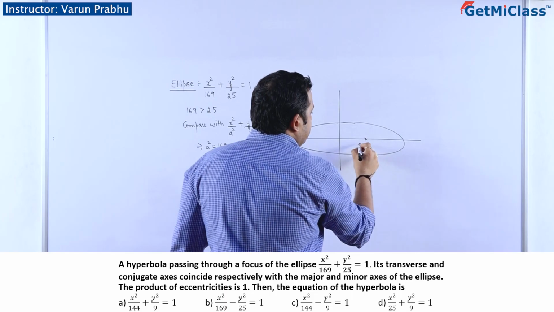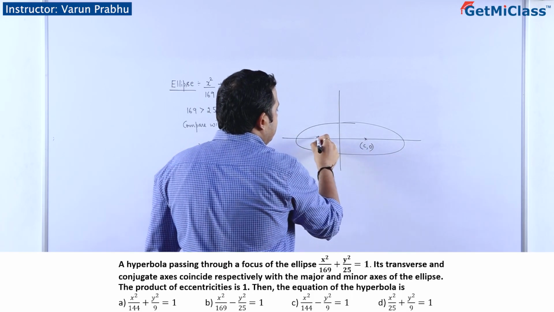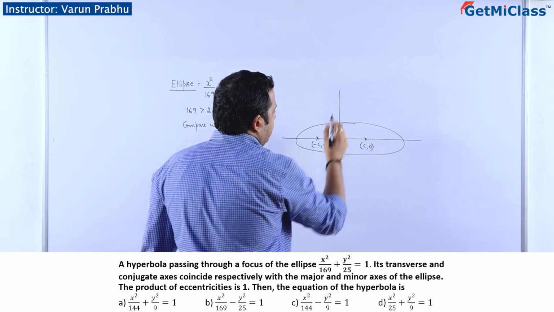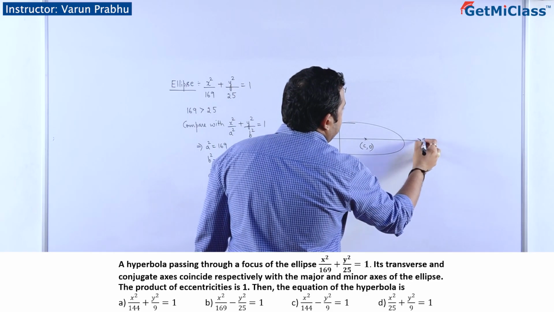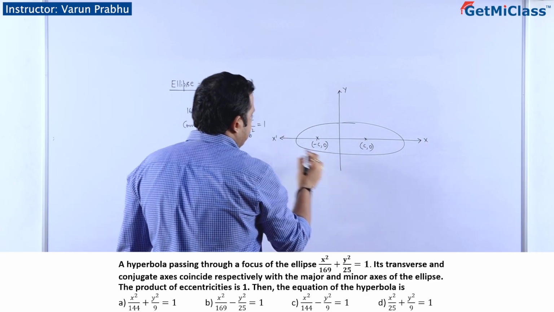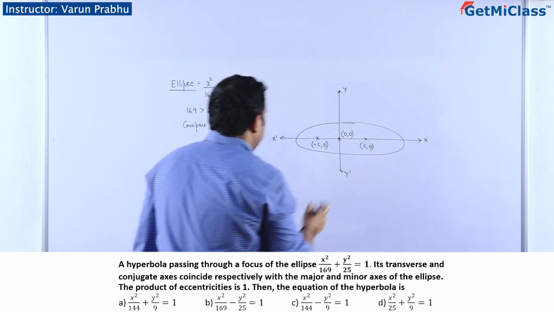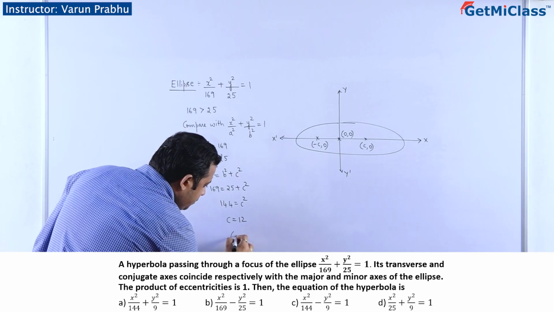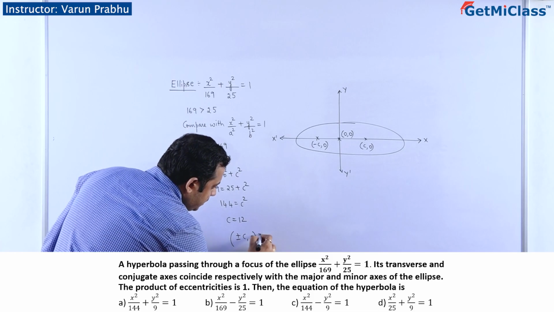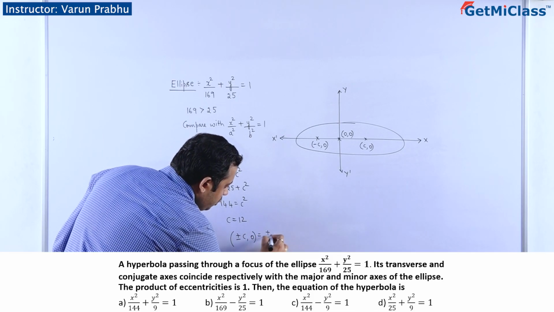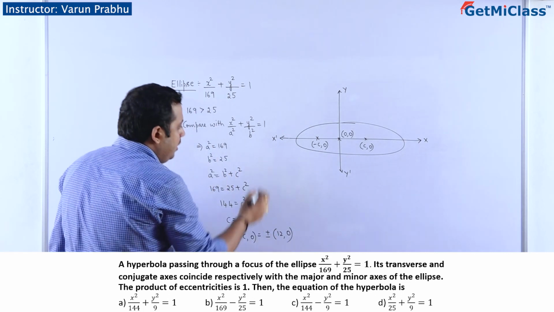So, this is the focus, this is c comma 0 and this is the second focus minus c comma 0. This is the y axis, this is the x axis, this is the negative x axis, this is the negative y axis, this is the origin 0 comma 0, right. So, the foci of this particular ellipse will be plus or minus c comma 0, that is nothing but plus or minus 12 comma 0, correct.